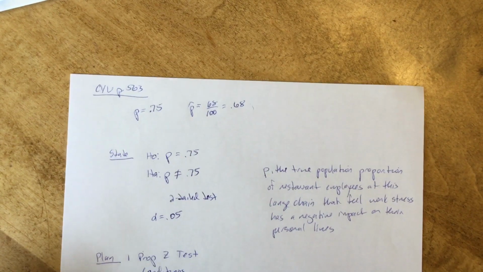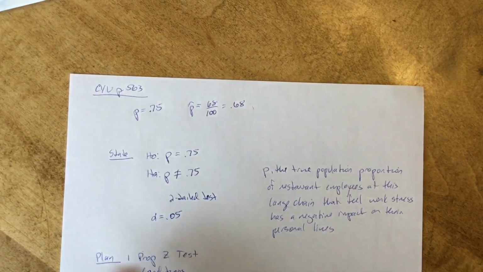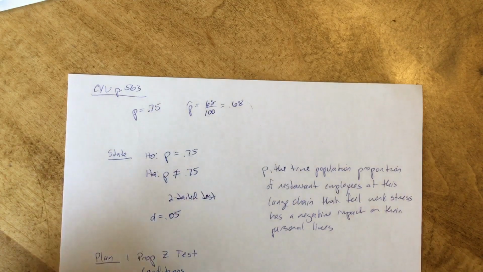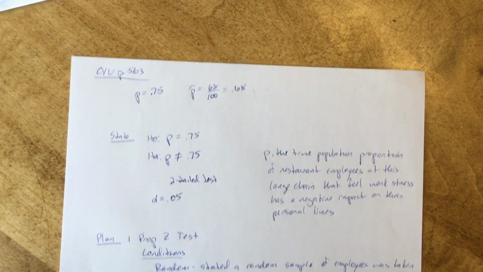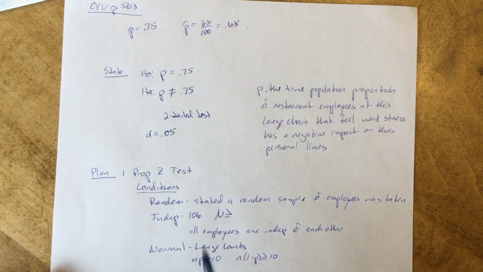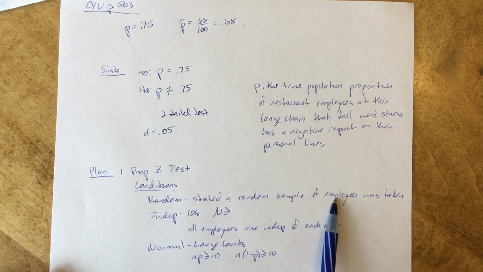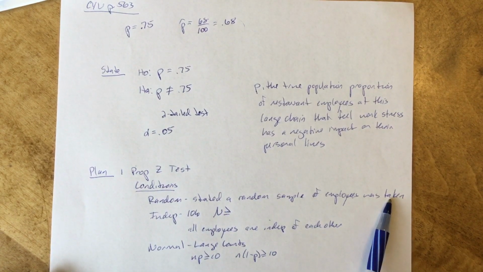Okay. For the plan section, we have to write the inference method. So this is a one proportion z-test. Okay? And in the next check your understanding, we're going to compare it to a one proportion z-interval, but we'll do that later. So of course in the plan, we have to go through our conditions. So we know our conditions: random, independent, and normal. So random, yes, it was stated that a random sample of employees was taken, so that's condition satisfied.